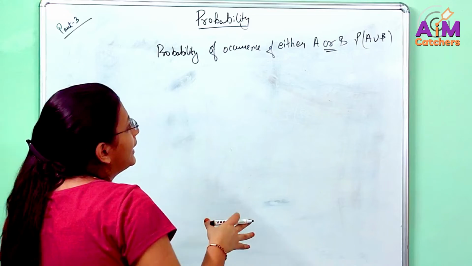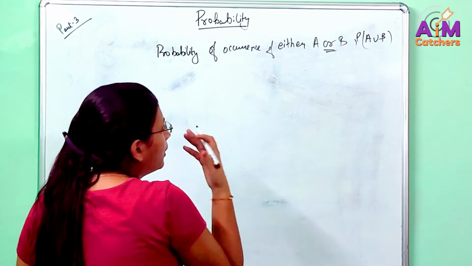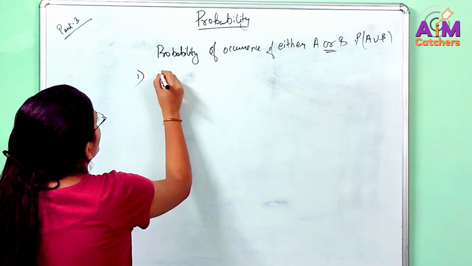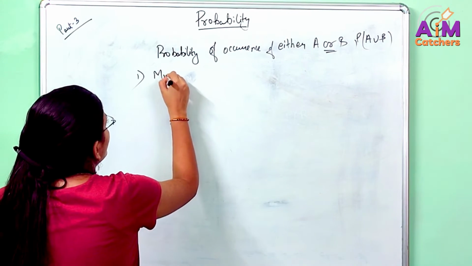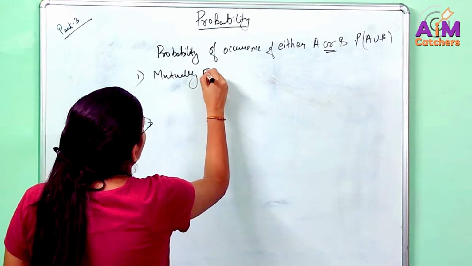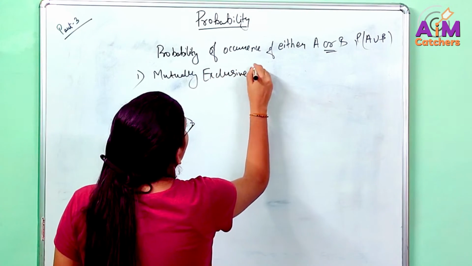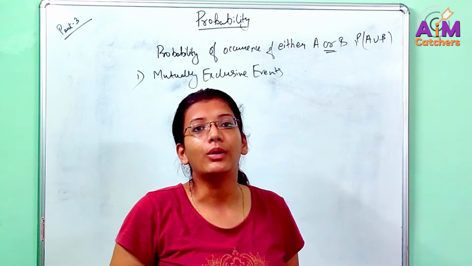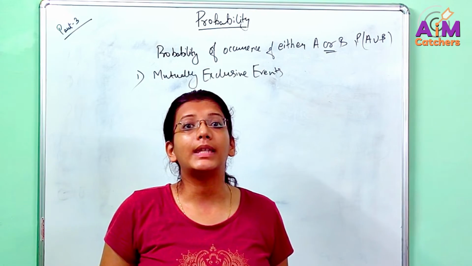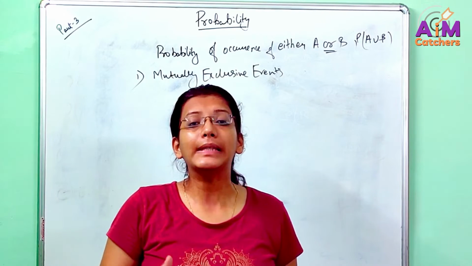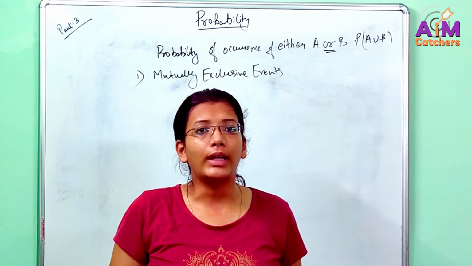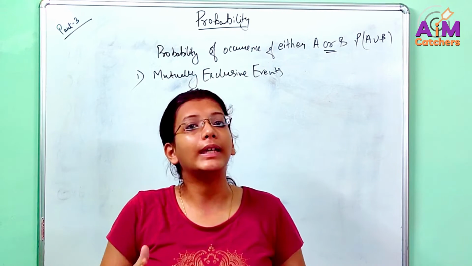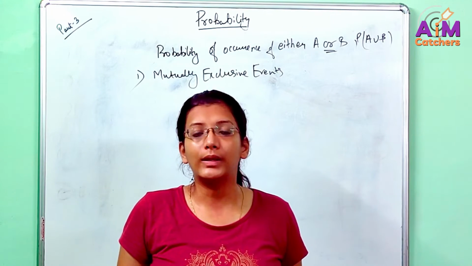How do you calculate the probability of getting A or B? The first situation comes when A and B are mutually exclusive events. What do you mean by mutually exclusive events? We have studied about it in our first video. Mutually exclusive events are events where the occurrence of one eliminates the occurrence of the other. If you toss a coin and you get a head, the probability of getting a head will eliminate the chances of getting a tail. So that is a mutually exclusive event.